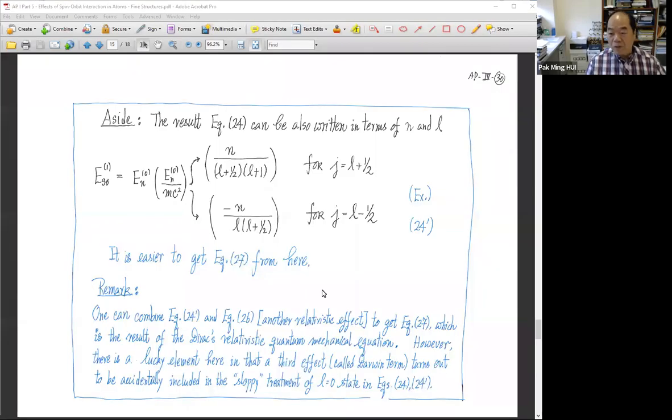So at this point, we finish our discussion on the effect of spin-orbit interaction on the hydrogen energy states. So this is the first order shift. We see that it really depends on the J, because different J will give you different values.